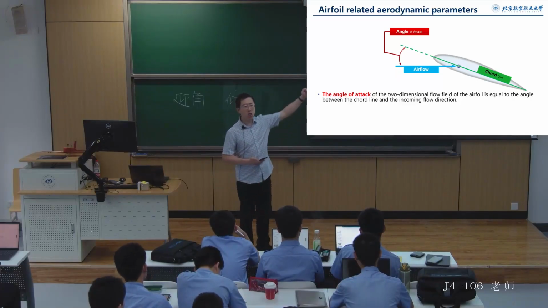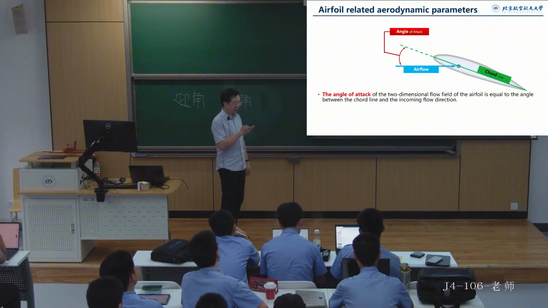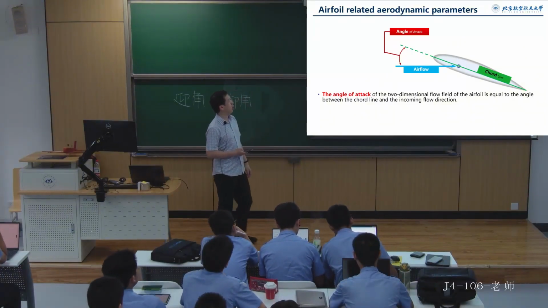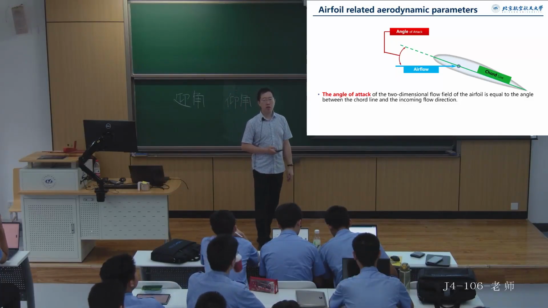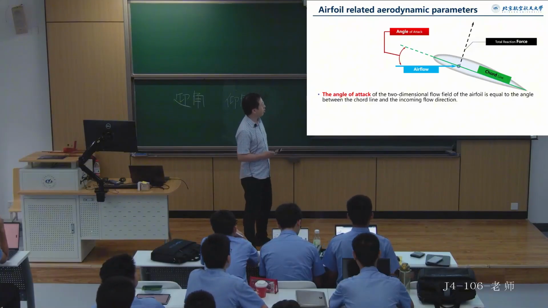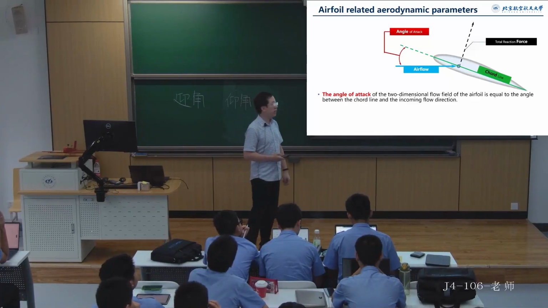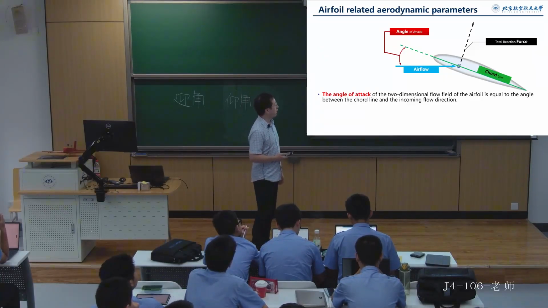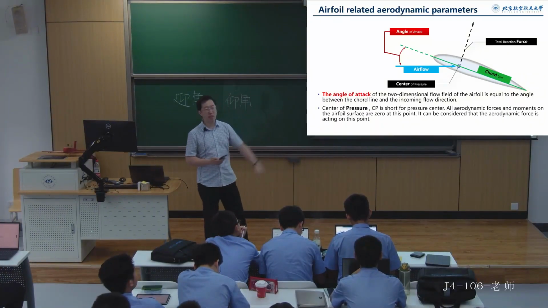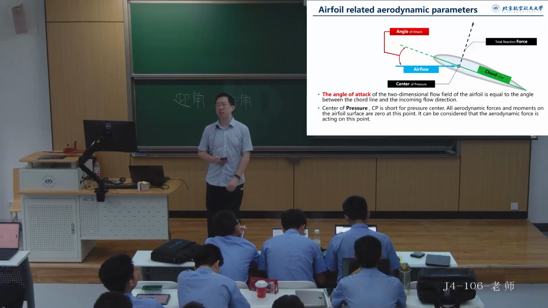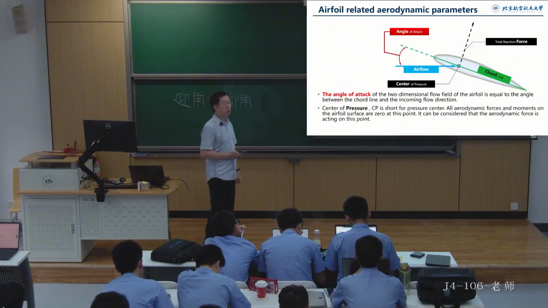Note that it is the angle between the two-dimensional chord line and the direction of the incoming flow, which we call the zero angle. Because a normal airfoil has an angle of attack and a velocity, there should be a resultant aerodynamic force acting on it, right? This resultant aerodynamic force has a specific point of action, which we refer to as the center of pressure. It represents the point of action of the resultant aerodynamic force.